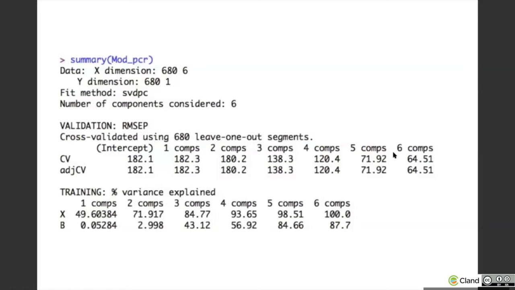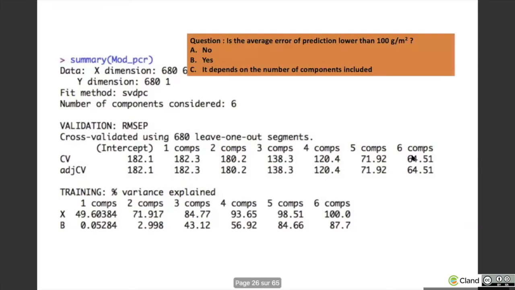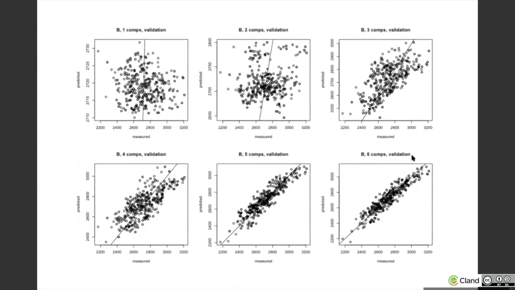So here we have the mean square error. The smaller the mean square error, the more accurate the predictions. We can see that with one component, we don't improve the predictions compared to a constant model. With two components, we improve a little bit, but not much. And actually, the best model is the one including six components here. But it's not always the case. Sometimes it's better to use a lower number of components. Here you can see the comparison of the predictions and the observations with one component, two, three, four, five, and six components. Indeed, the best one is the one based on six components. Again, these results are based on leave one out cross-validation.